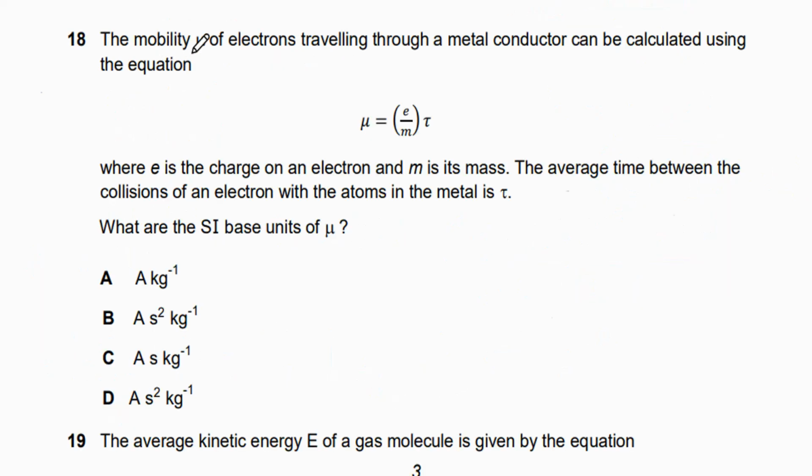In number 18 it says the mobility mu of electrons traveling through a metal conductor can be calculated using this equation. So mu equals E over m times tau. So this is the Greek symbol tau. So mu equals E over m times tau, where E is the charge on an electron and m is its mass. The average time between the collisions of an electron with the atoms in the metal is tau. So tau is the average time. What are the SI base units of mu?